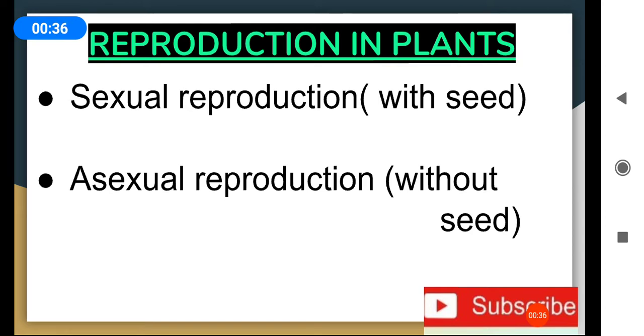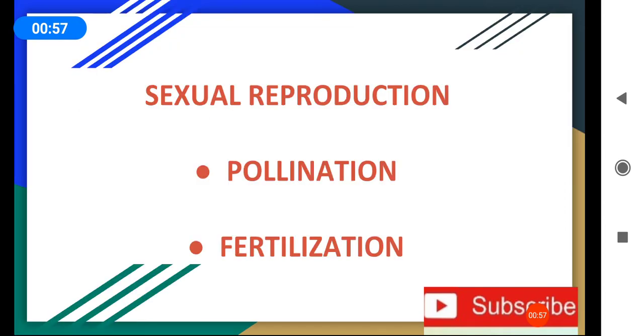What are the two types of reproduction? Sexual reproduction and asexual reproduction. In sexual reproduction, plants reproduce with seeds. In asexual reproduction, plants reproduce without seeds. Then sexual reproduction takes place in two ways. What are they? Pollination and fertilization.